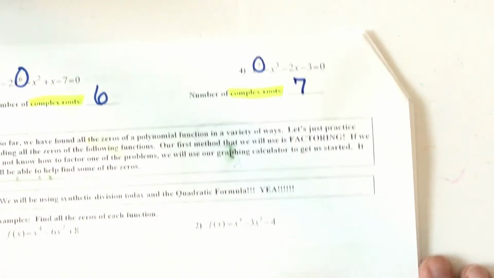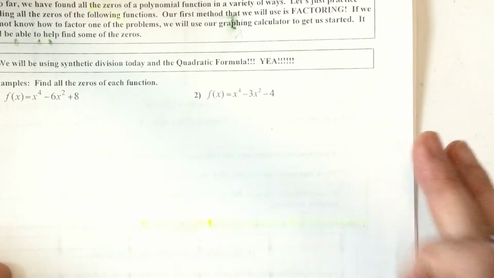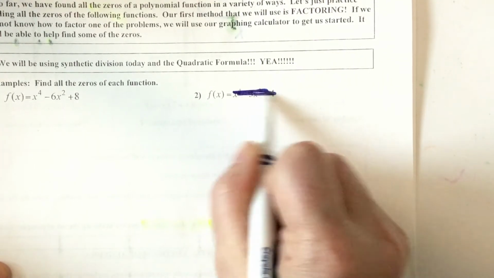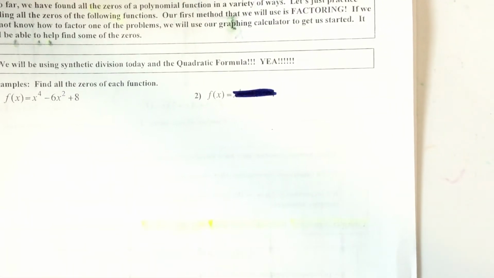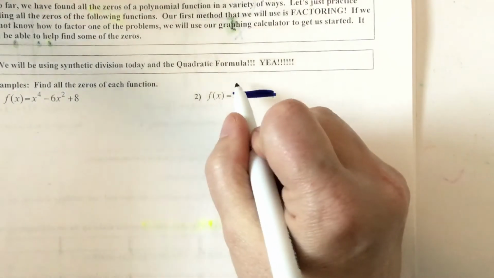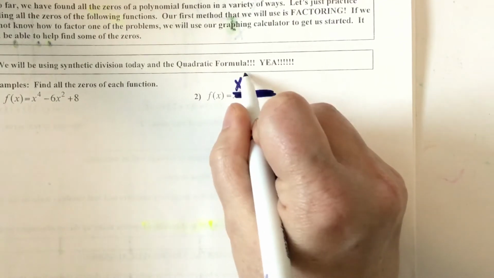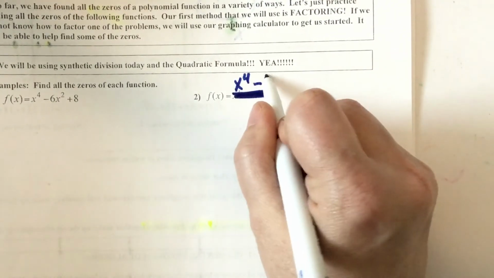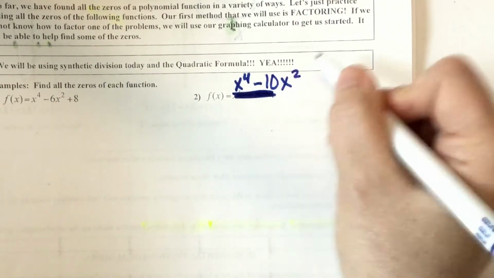Okay, so first we're going to look at this number 2, but I want to change its equation because I want to make it so where it's really easy to do on the graphing calculator. All right, so let's change the equation to x to the 4th minus 10x squared plus 9.